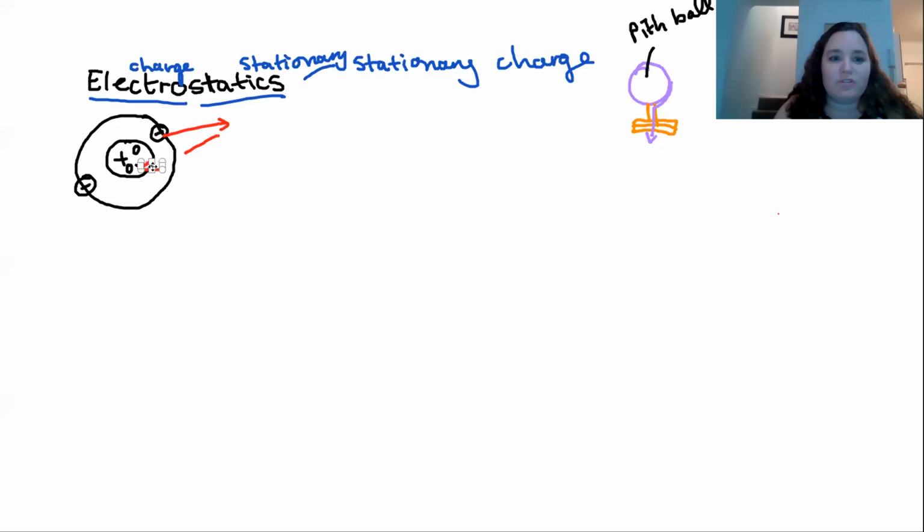To gain or lose electrons, all that you need to do in order to have an atom or an object gain and lose electrons is to rub two things against each other. This is known as triboelectric charging. Some people say tribo.